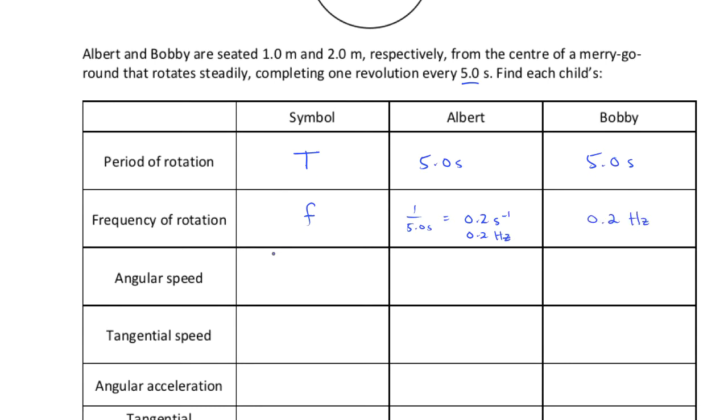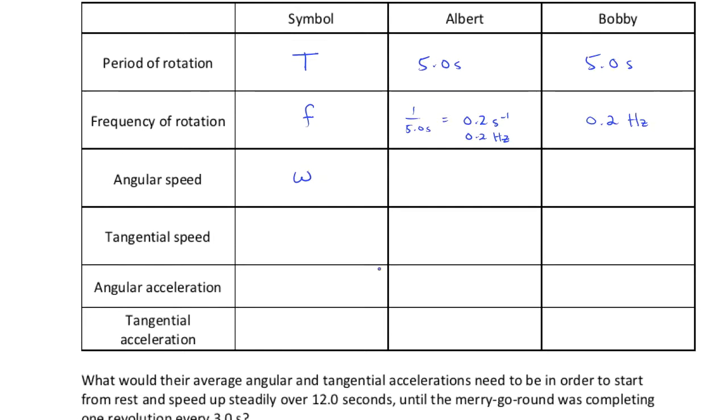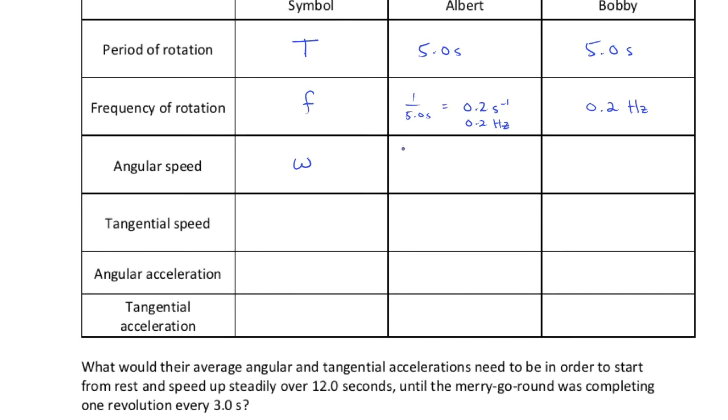The angular speed, symbol omega, is constant here, and that's asking us to find how many radians they're tracing out per second. So they're tracing out a full revolution, or 2 pi radians, every 5 seconds. So I take 2 pi divided by 5 seconds. Again, 2 pi divided by the period, and that equals approximately 1.3 radians per second. And that's the same for both of them. They're both tracing out the same angle. And that's what's key about angular speed here. It doesn't matter where they are on that merry-go-round, they have the same angular speed.